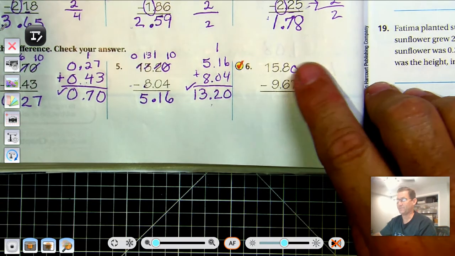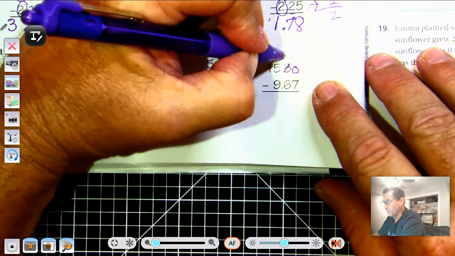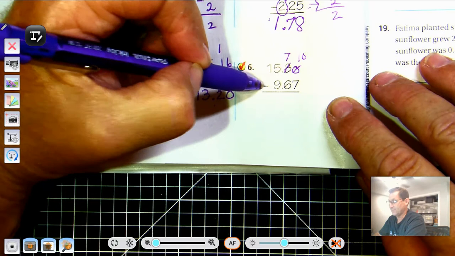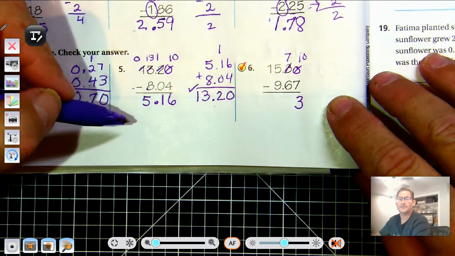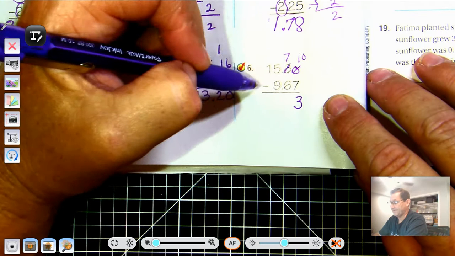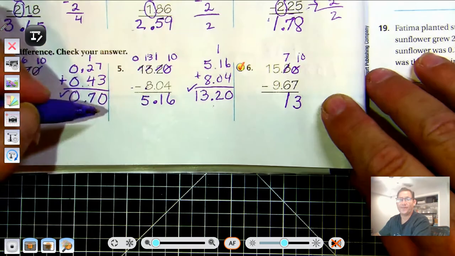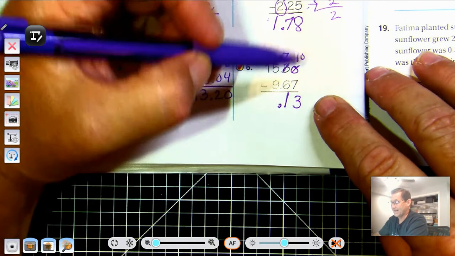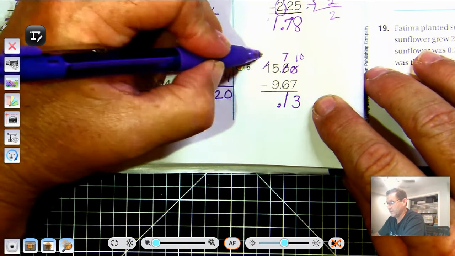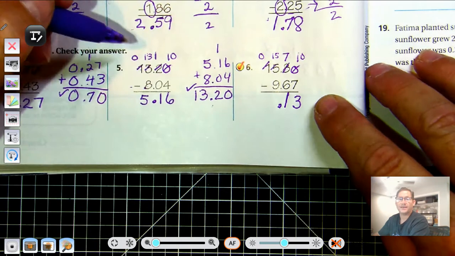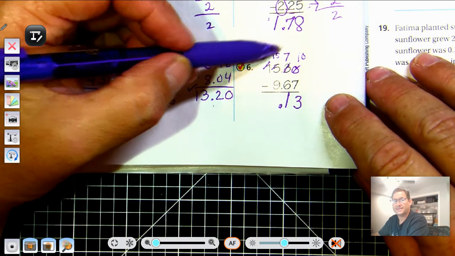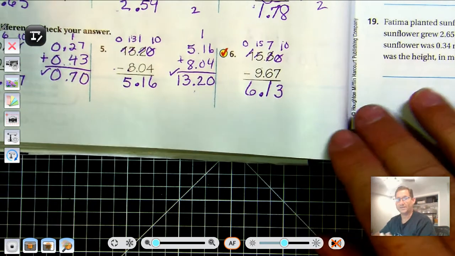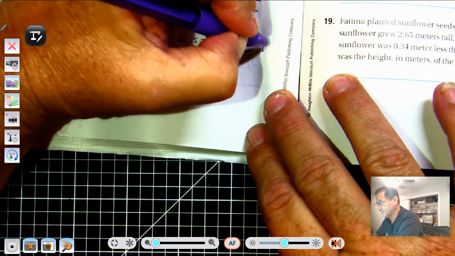Now, can we take 7/100 from 0/100? No. So let's borrow from the tenths. Give it to the hundredths. 10 take away 7 is 3/100. 7/10 take away 6/10 is 1/10. Bring down the decimal. We're moving to the ones now. I can't take 9 ones from 5 ones, so let's regroup from the tens and give 10 ones to the ones. 15 take away 9 is 6. So we're saying our answer or difference is 6 and 13/100.